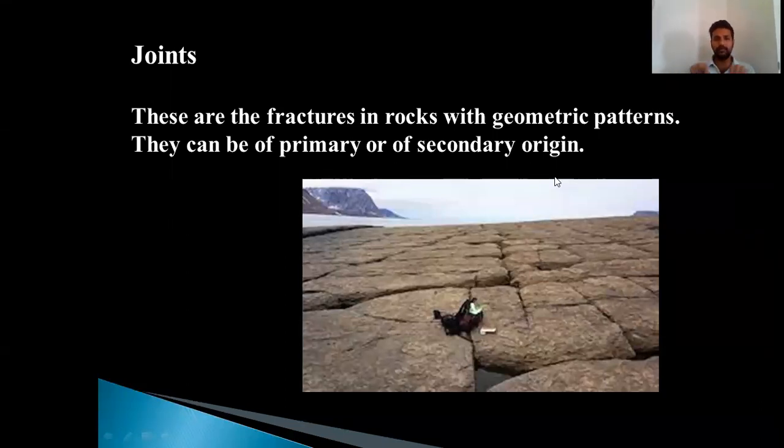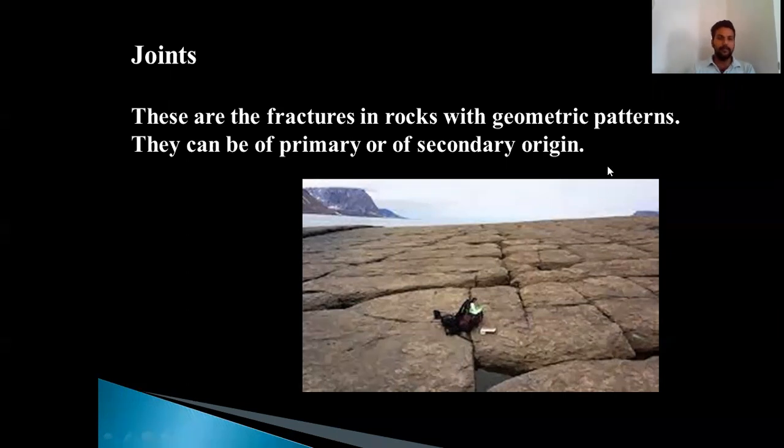So we must understand that joints are the fractures in the rocks with geometric patterns. Every joint will definitely give rise to a geometric pattern. It could be a sheet pattern, a columnar pattern, a mural pattern, and so on. We have already studied some joints in our igneous petrology, when we studied the different structures in the igneous rocks, where we studied columnar structure, where columnar joints and mural joints were there. We have also studied them.